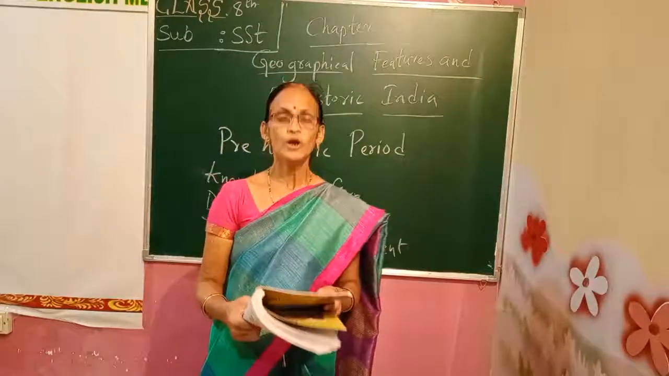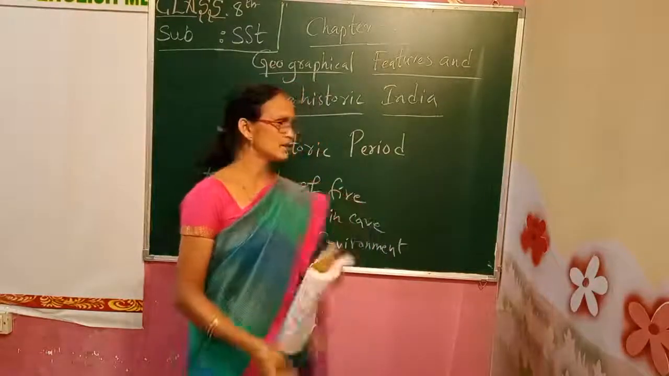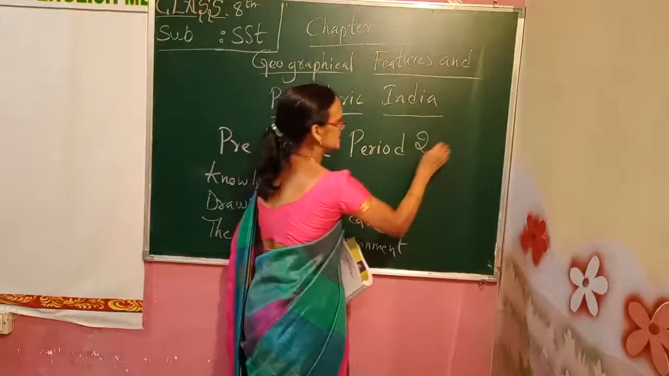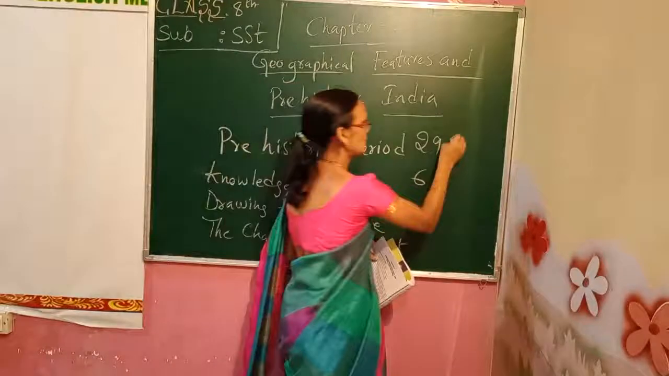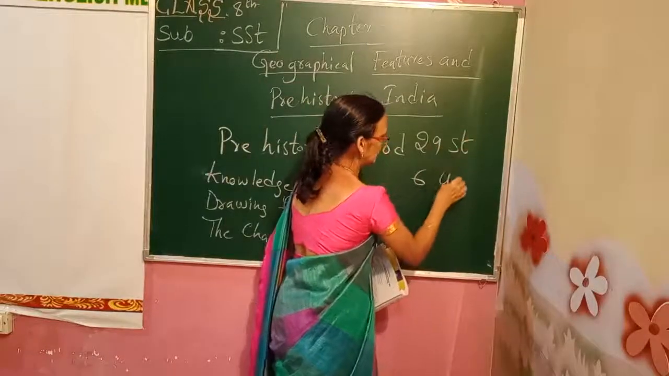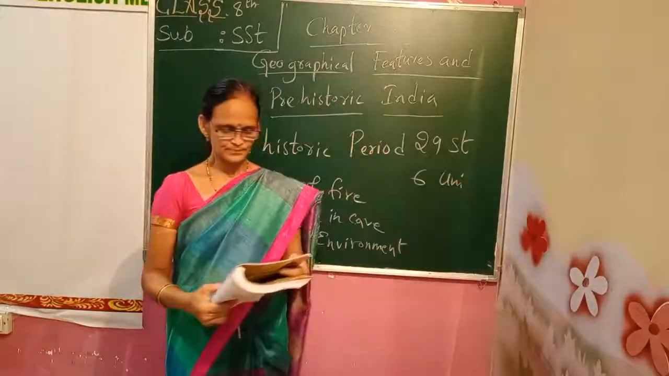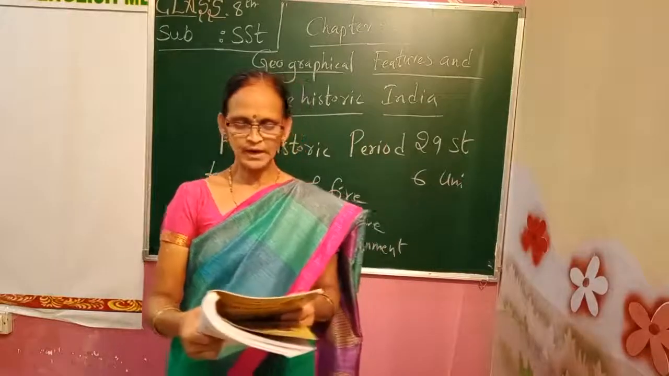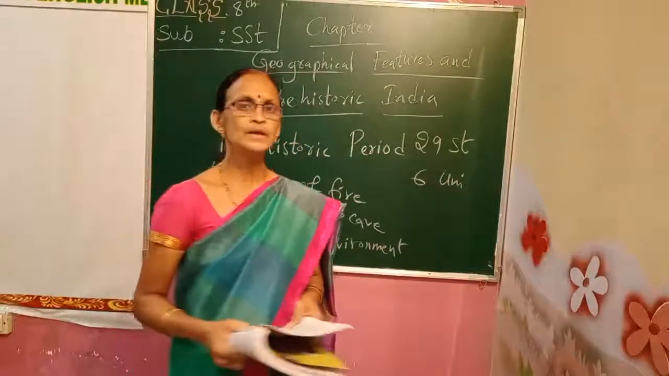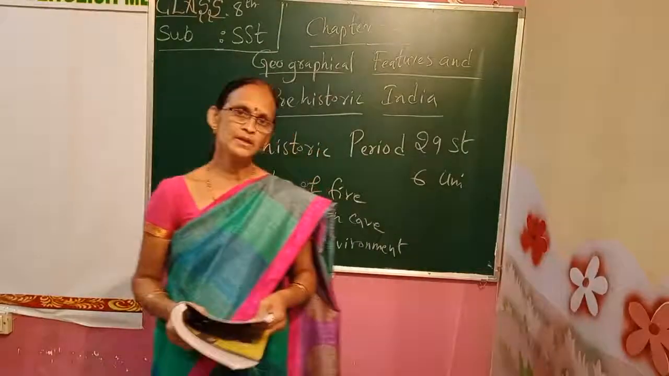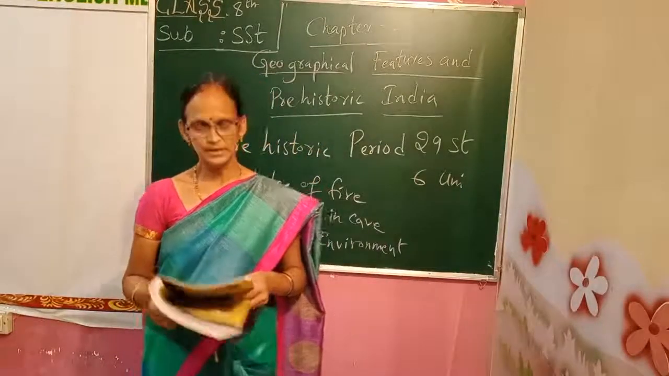India consists of 29 states and 6 union territories. India consists of states and union territories. Our national capital is called Delhi, the capital of the country.